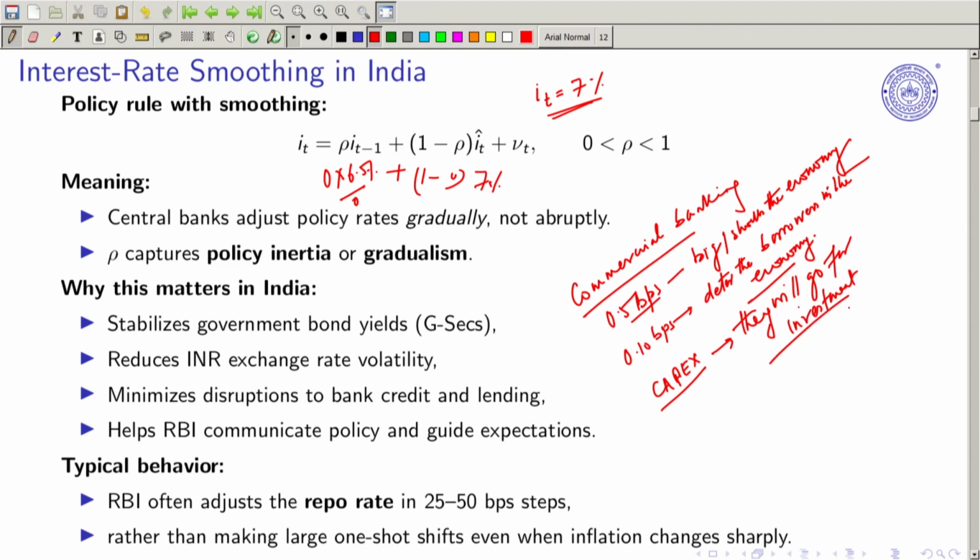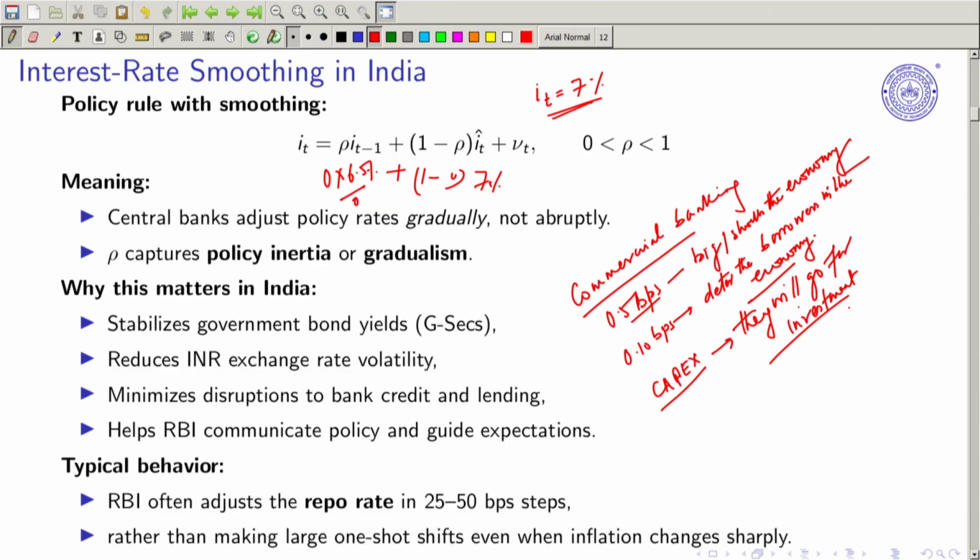Second thing is that it also creates good credibility for the central bank, because if gradualism is adopted, it implies that the central bank is not giving a big shock to the economy, but rather going for gradual adjustment. So this also gives a good communication-based advantage, and at the same time it increases the credibility of the central bank. So this is where it matters, right? So this is how we discuss. Let's move on.